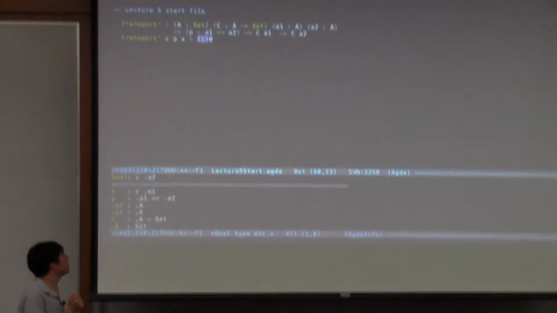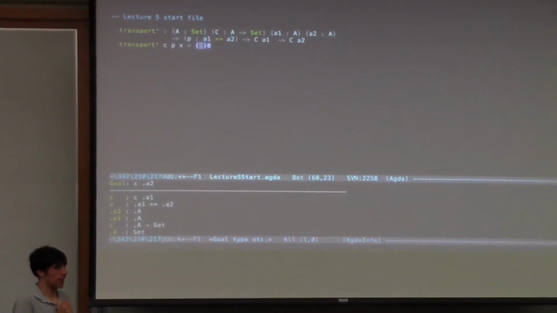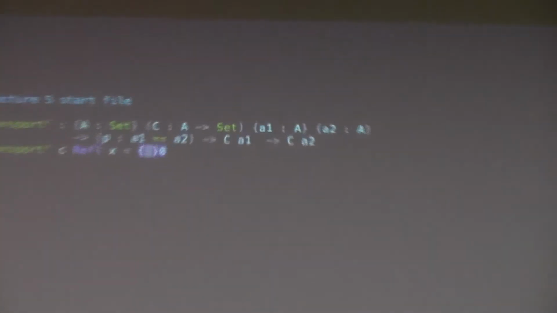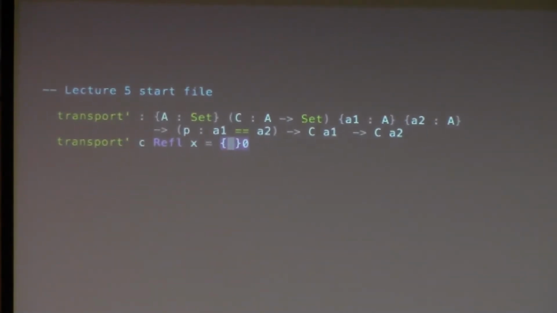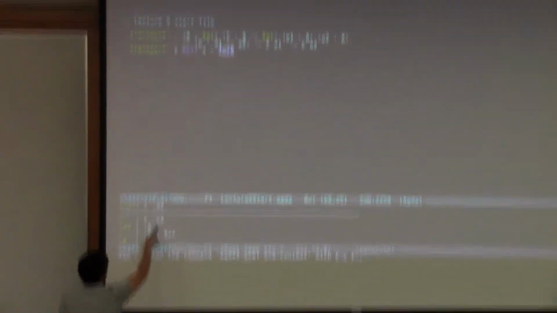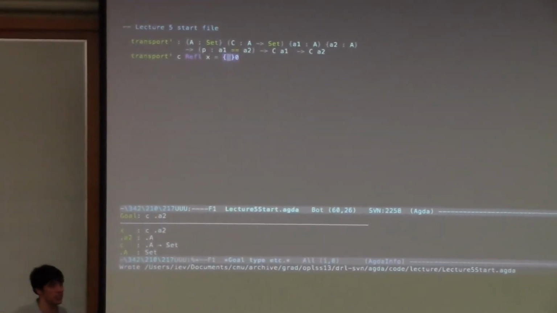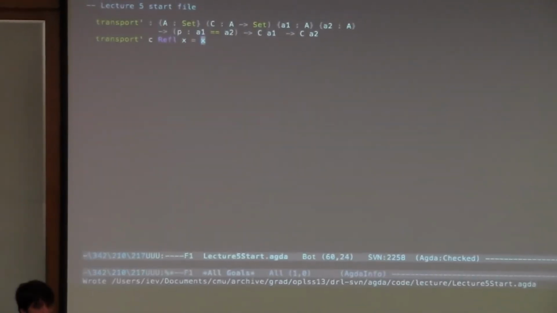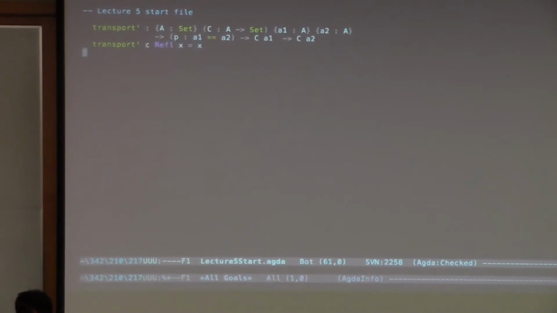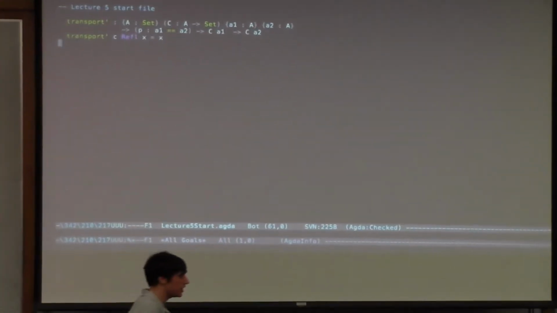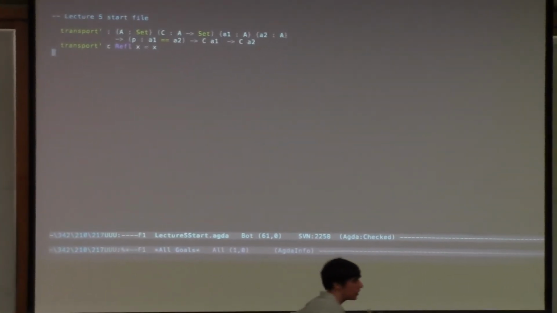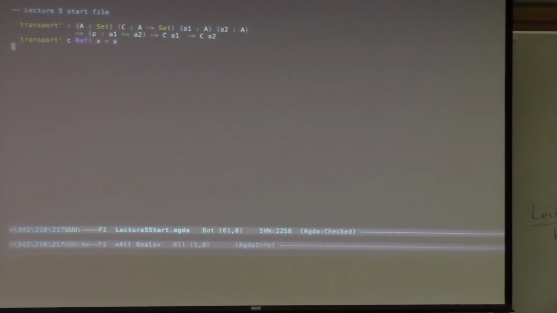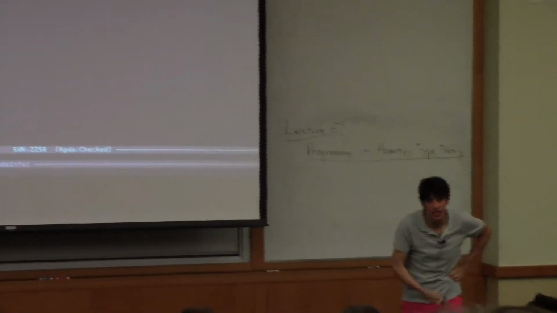OK. How do you want to prove this? Case on P. OK. So let's make case on P. Good. Now what do we have to do? We have a C of A2, and we have to come up with a C of A2. So let's just return X. OK. So that was easy. It's easy to see by dependent pattern matching that you can always replace equals with equals, because propositional equality is defined to be a type with one constructor reflexivity. Match on it, and then you get this.